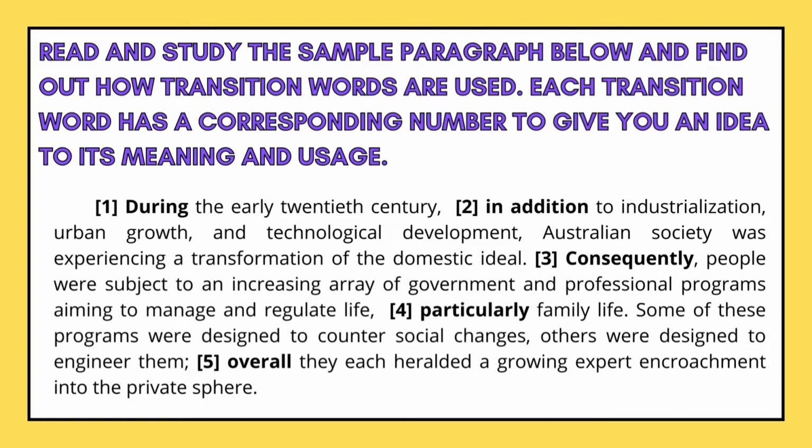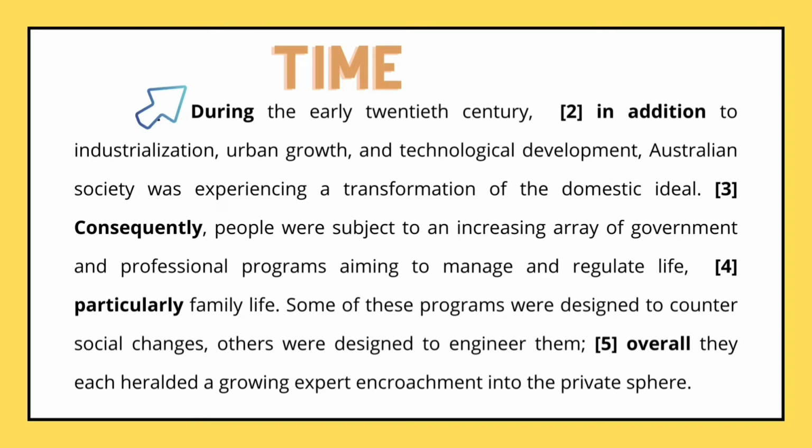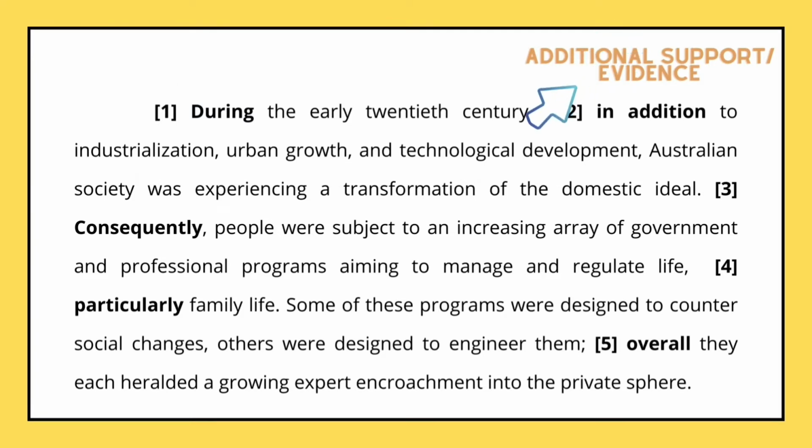Now let's discuss how transition words are used in this paragraph. The first of which is during, which indicates time. Thus, you can see after this transition word is the detail the early 20th century. So during the early 20th century. The second one is in addition, which obviously gives us the idea of additional support or evidence. So what happened during the early 20th century?